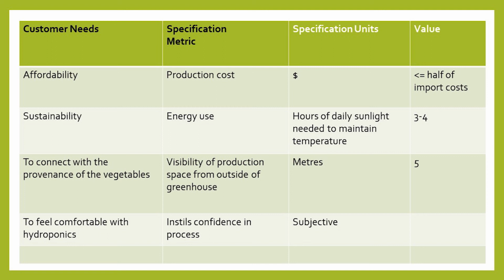While some product specs are quantitative, like the number of metres of visible production space that customers can see from the outside of the greenhouse, others are qualitative or subjective, like recognising a designer's need to instill confidence in customers.